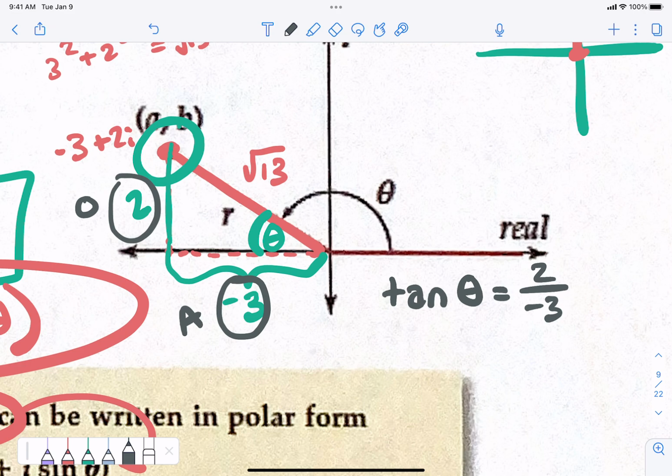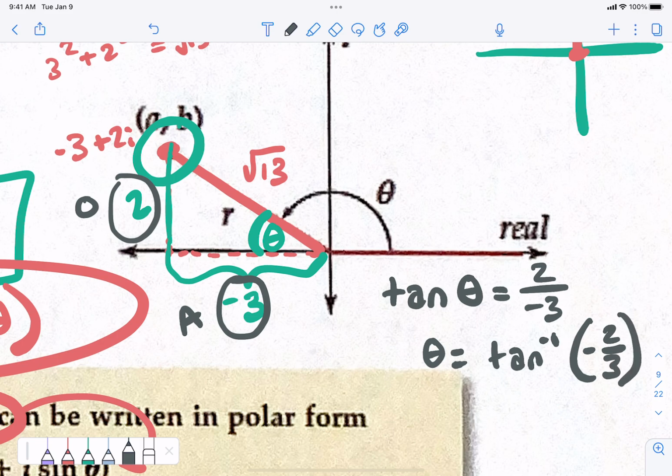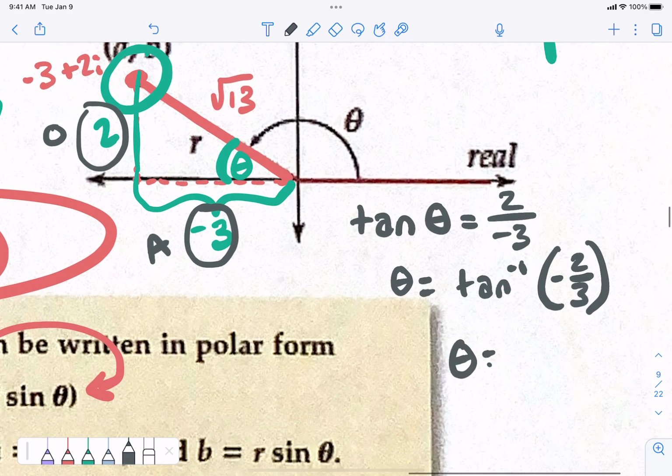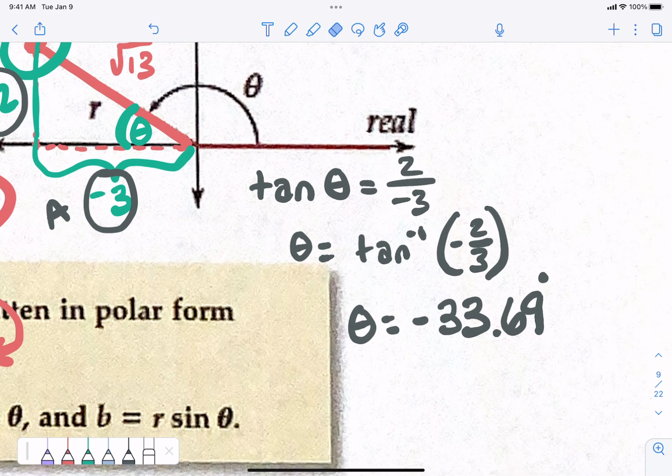And how do I solve for theta? Arctangent, or inverse tangent. So inverse tangent of negative 2/3. And that theta is how much? Negative 33.69. Yeah. Okay, now, question. I'm going to go 33.7, let's just go one decimal place. Now, angles can't be negative.